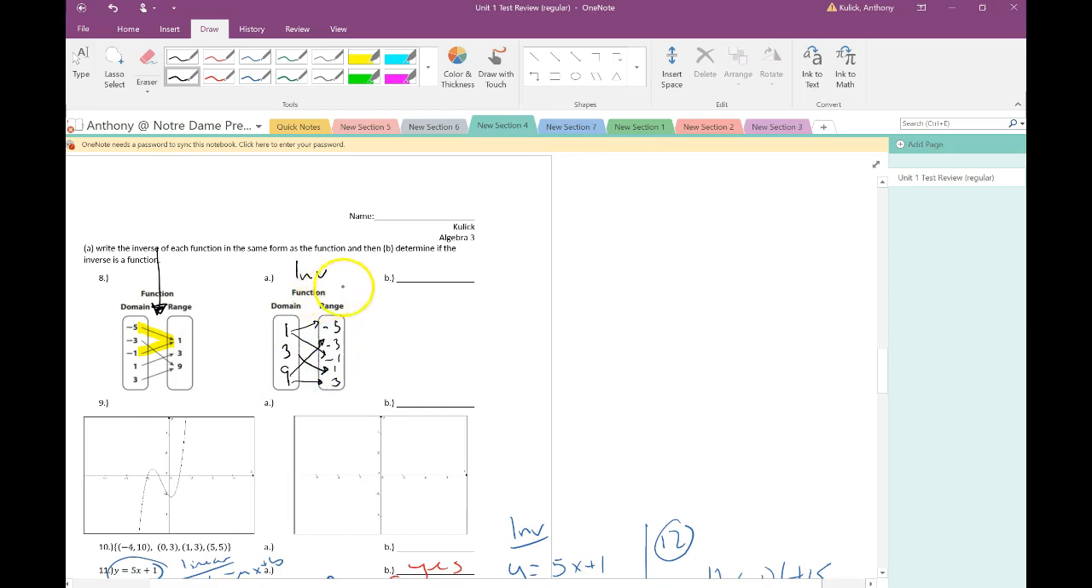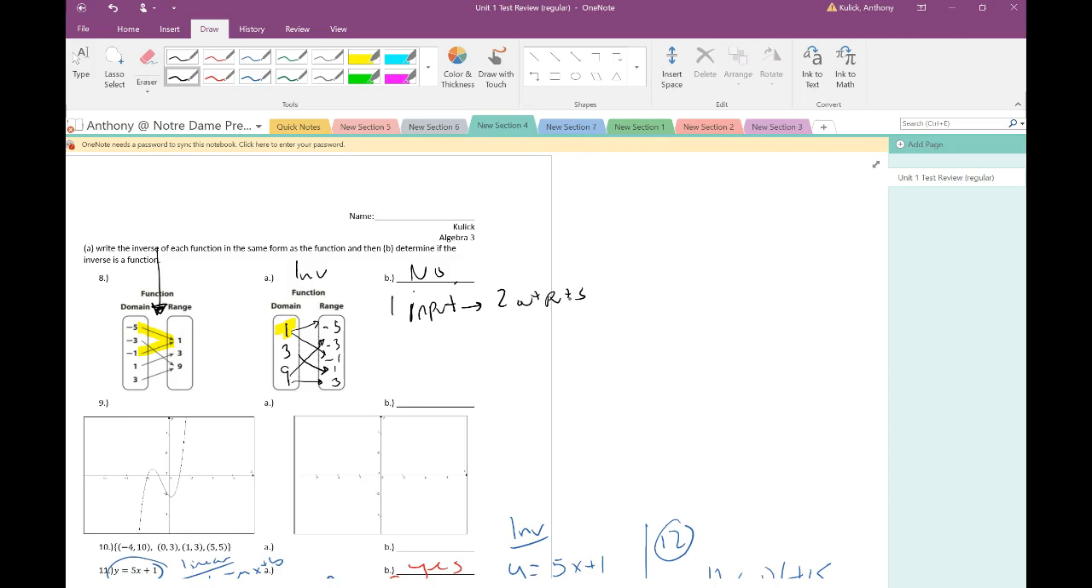Okay. And to check to see if this inverse is a function, all I'm going to do is look at my mapping diagram. Notice that I have one of the inputs that goes to 2 different outputs. That violates our definition of a function. I can just say the problem is that I have 1 input going to 2 outputs, or 1 domain going to 2 ranges, or 1 x going to 2 y's. Those are all appropriate reasons as to why it's not a function.